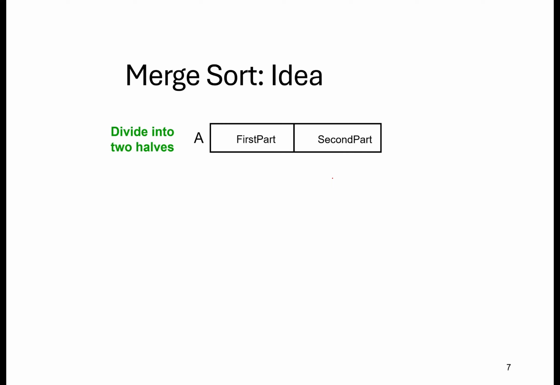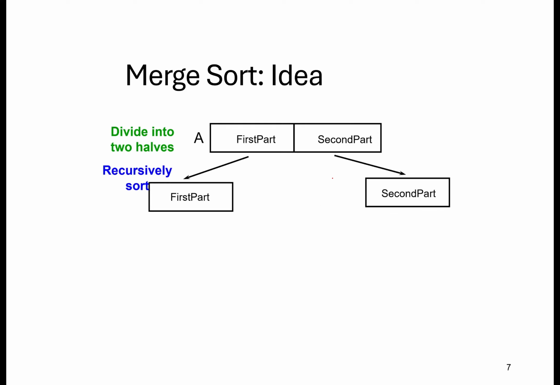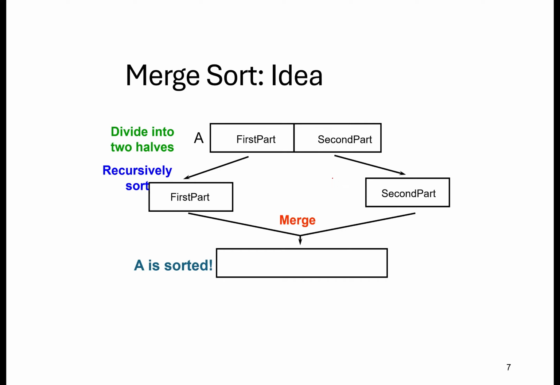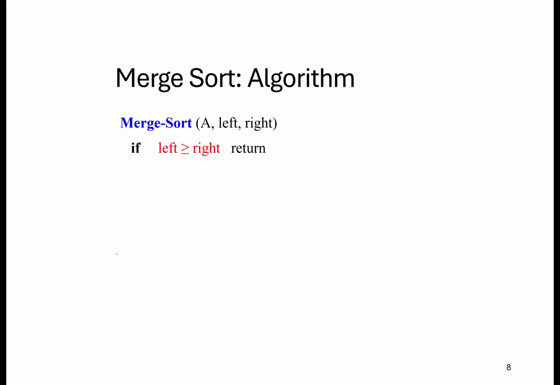So let's talk about merge sort, which uses the divide and conquer method. So the idea of the merge sort is we first divide the input array into two parts, first part and second part. Then we recursively sort them, and then we merge or combine them.